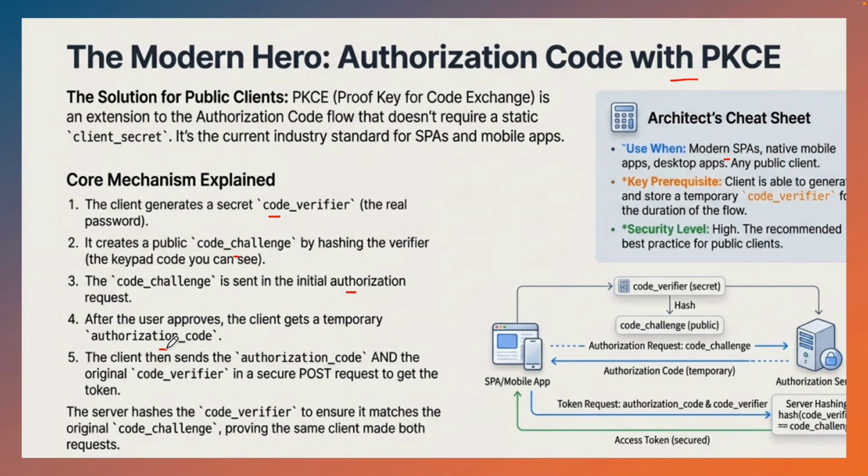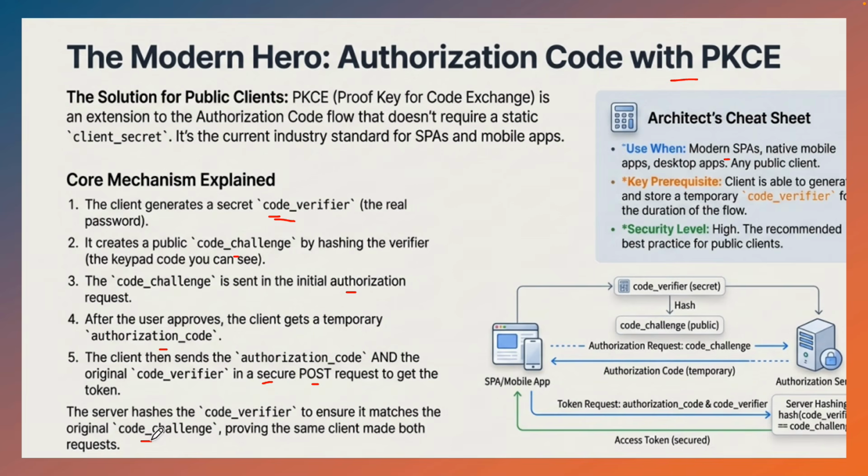This is again the same as what we have discussed in the first flow. Here also you will have the authorization code. Then the client sends the authorization code, and a very important part, the code verifier, in a secure POST request. Like in the implicit flow, we are doing everything in the browser, but here we are doing a secure POST request, and whatever we are getting from the server is the access token. The good part here is the code verifier ensures that it matches the original code challenge, proving that the same client made both the requests.